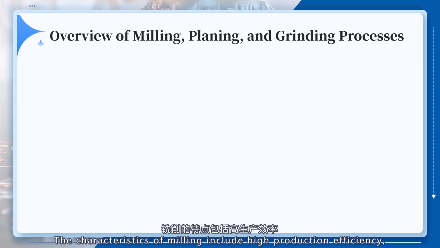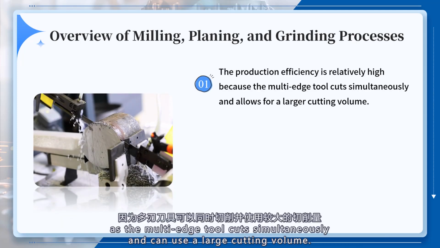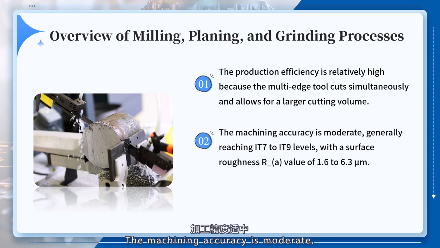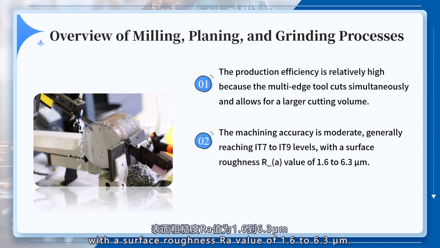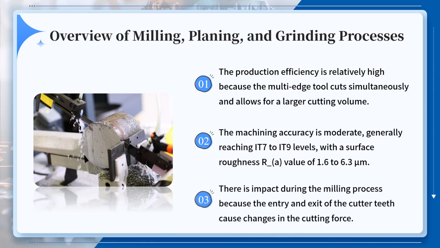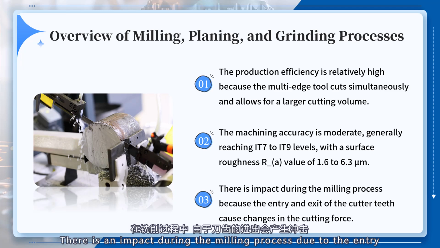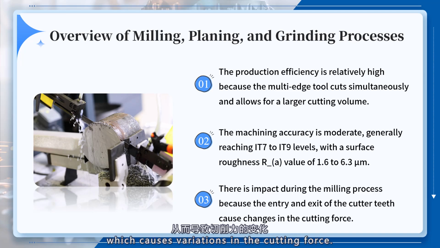The characteristics of milling include high production efficiency, as the multi-edge tool cuts simultaneously and can use a large cutting volume. The machining accuracy is moderate, generally reaching IT7 to IT9 levels, with a surface roughness Ra value of 1.6 to 6.3 micrometers. There is an impact during the milling process due to the entry and exit of the cutter teeth, which causes variations in the cutting force.